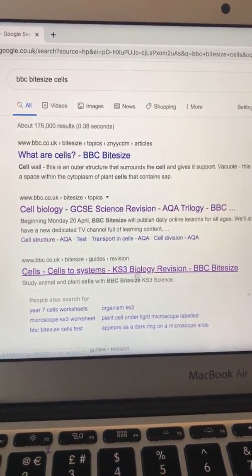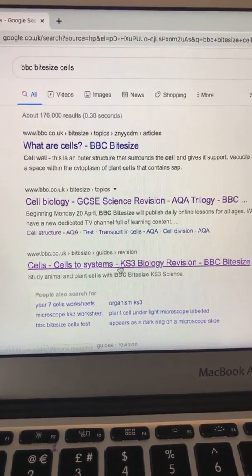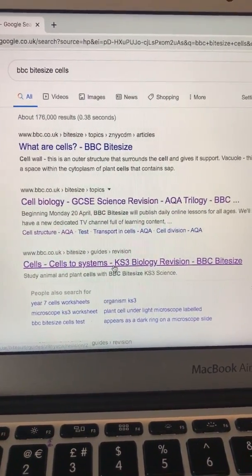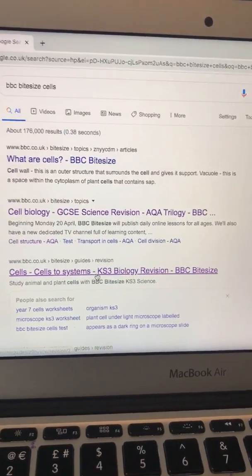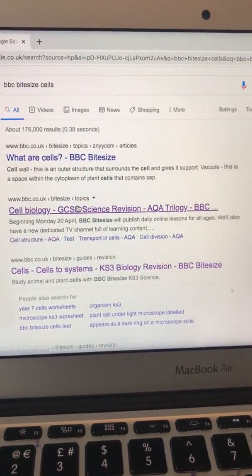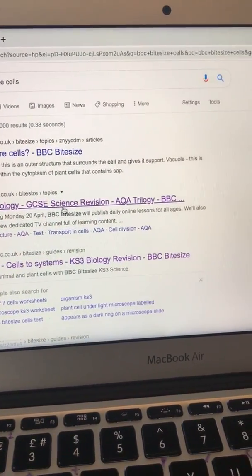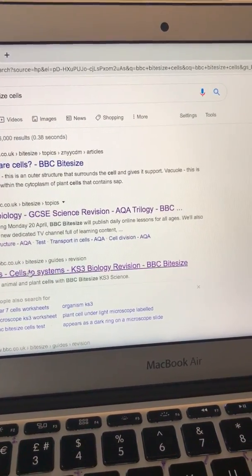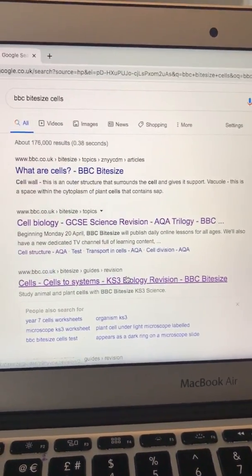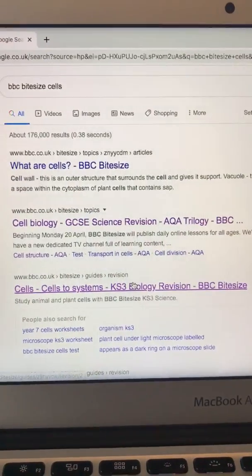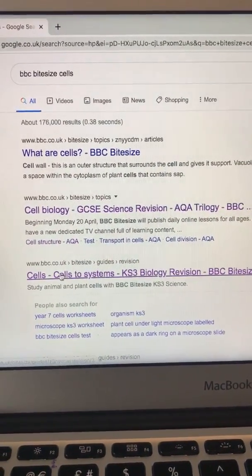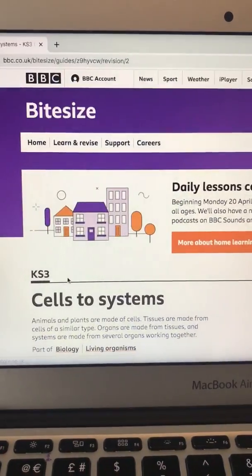So if you are year 9, I would recommend you start with this Key Stage 3 one, and if you are year 10 and 11, just start with the GCSE. However, you can always start with Key Stage 3 and refresh your memory and then jump to this one. Right, let's start. Have a look at this.